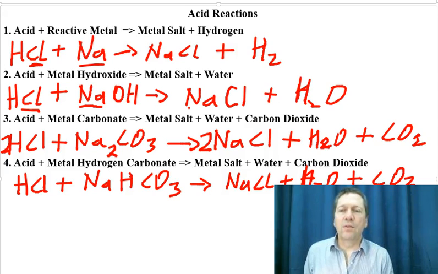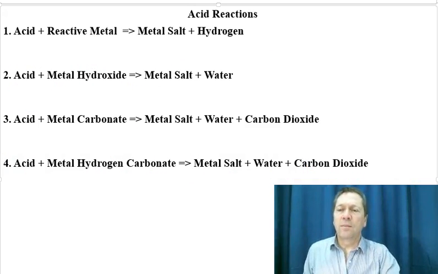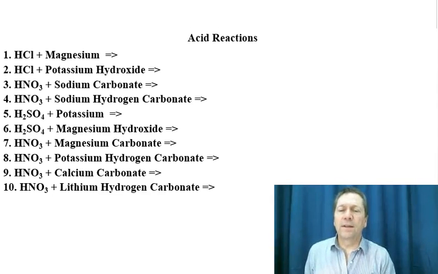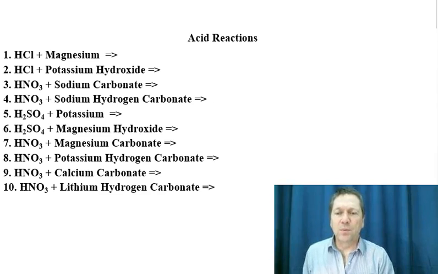Now, there are 4 different reactions that acids do. I'd like you to have a try. Okay, there's 10 for you to do. I'd like you to stop the video, freeze it on this point, do those 10, and send me your answers. If you get stuck, let me know. If you can do it, that's great. You do need to know how acids react with different chemicals, especially the reactive metal, the metal hydroxide, the metal carbonate, and the metal hydrogen carbonate. Give it a shot.